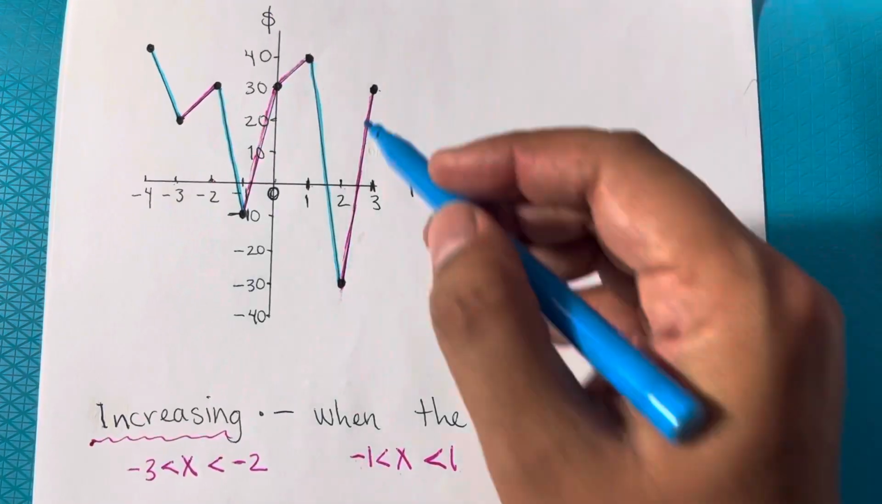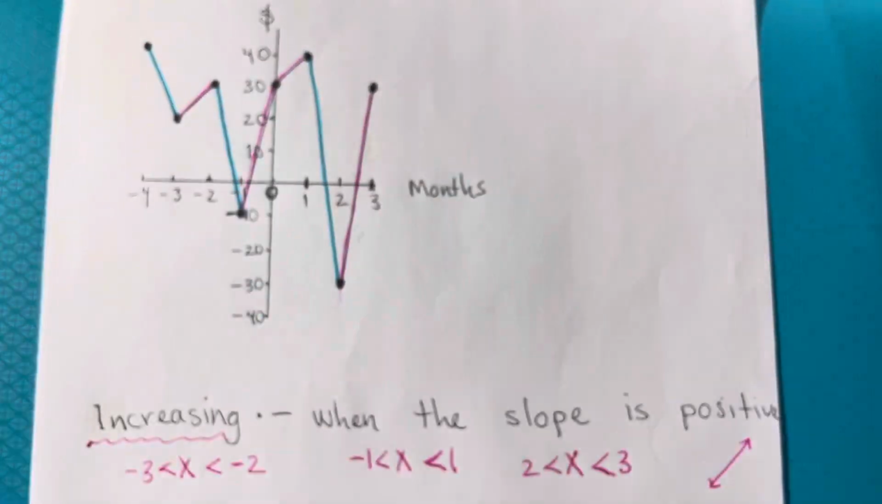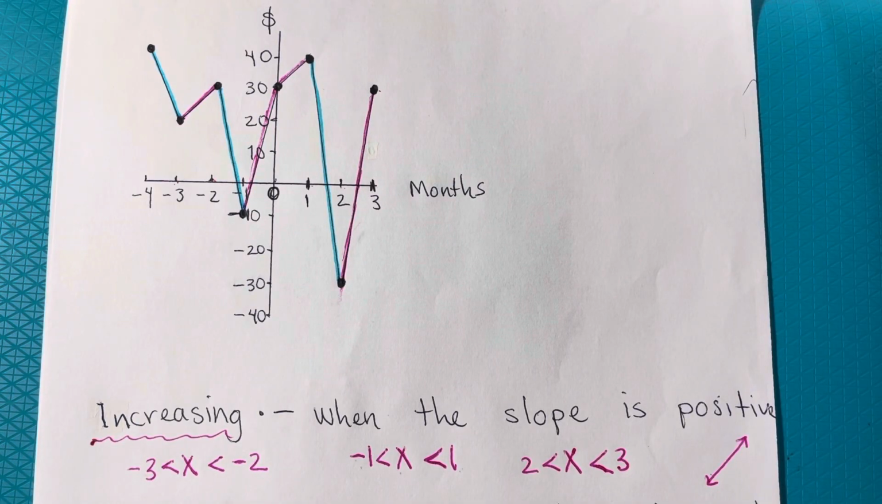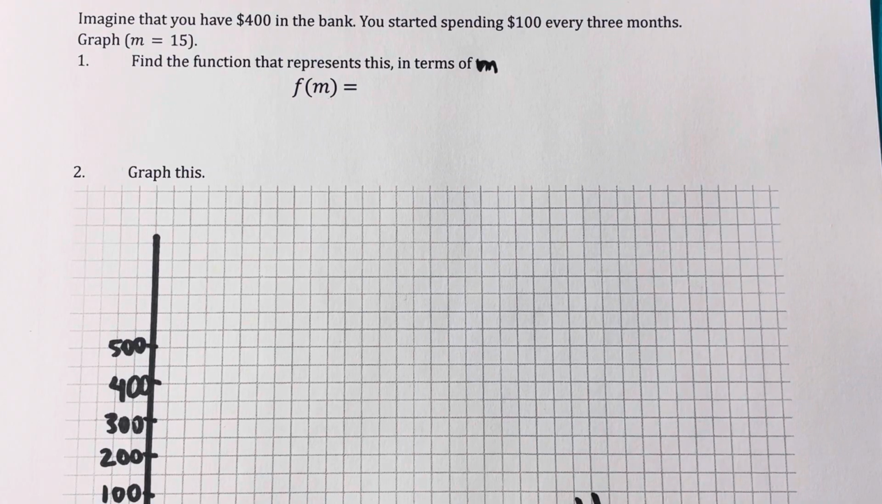And again, exactly at those dots, the slope is just 0. It's not increasing and it's not decreasing. Okay, so let's apply this to a real life scenario.